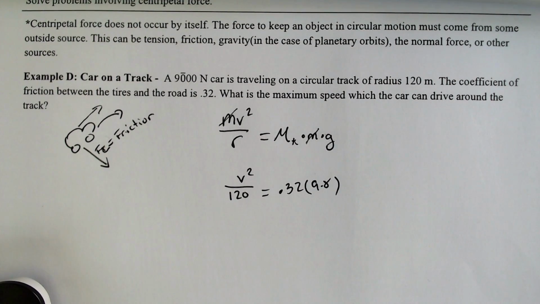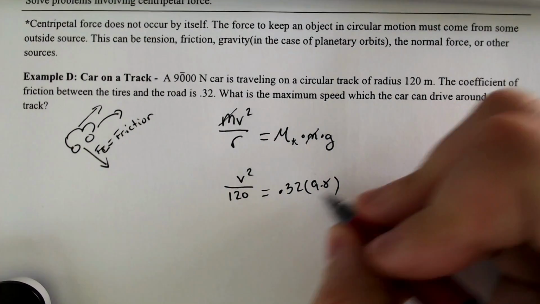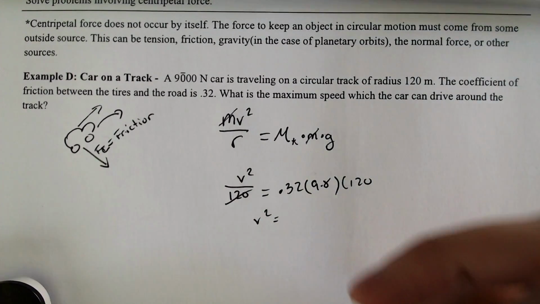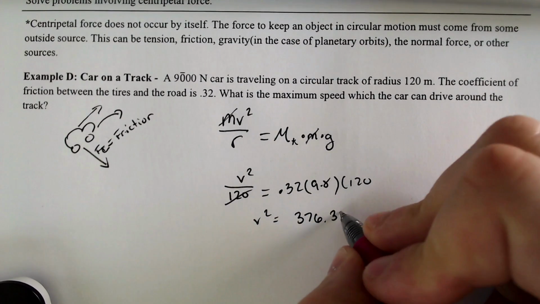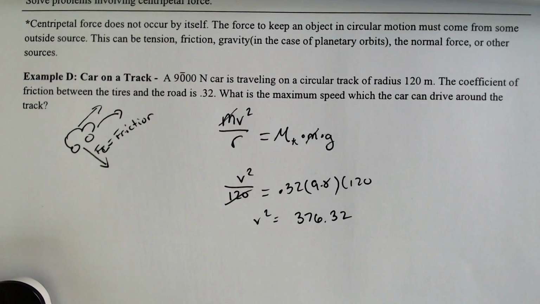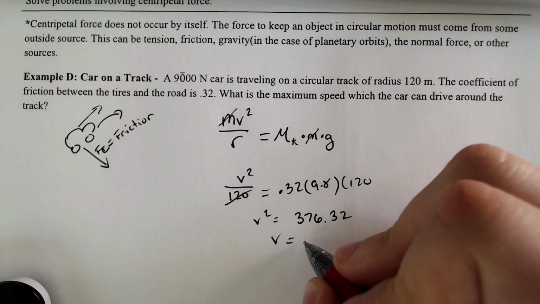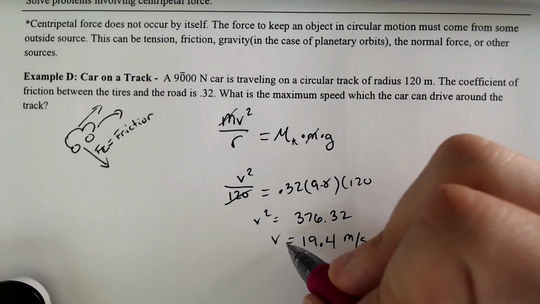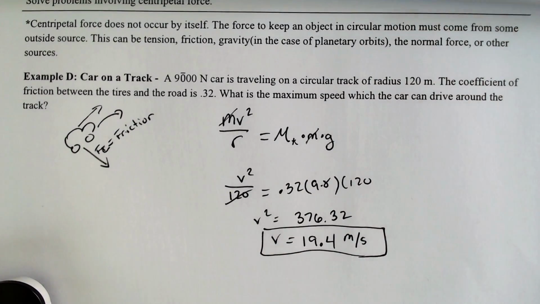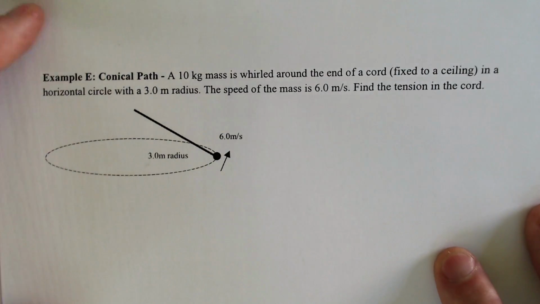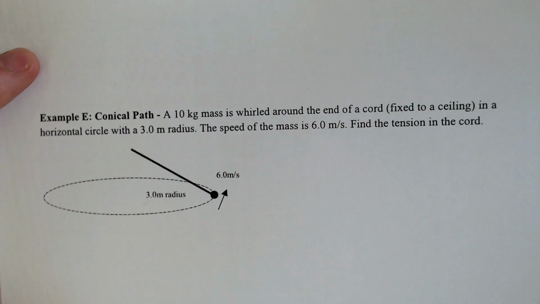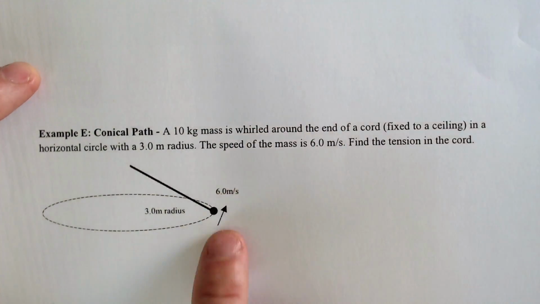All right, 0.32 times 9.8, times 120 to get rid of this. V squared would equal 376.32. And then we've got to square root that. When you square root that, you get v equal to 19.4 meters per second. Ta-da!